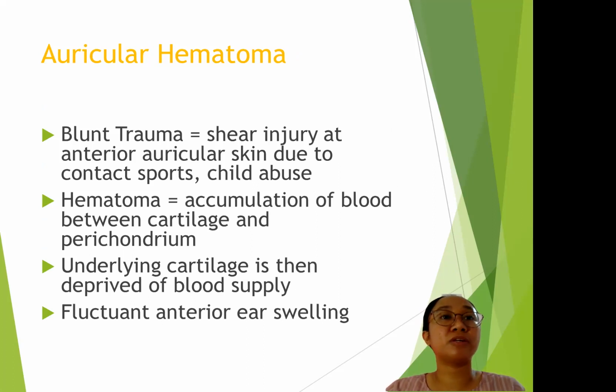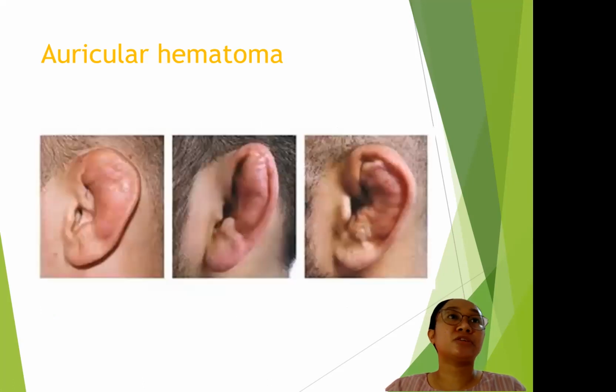So there is a formation now of a fluctuant anterior ear swelling. The picture I'm showing you is an example of an auricular hematoma. The last photo, the third one, is a cauliflower ear, which is a complication of an auricular hematoma.